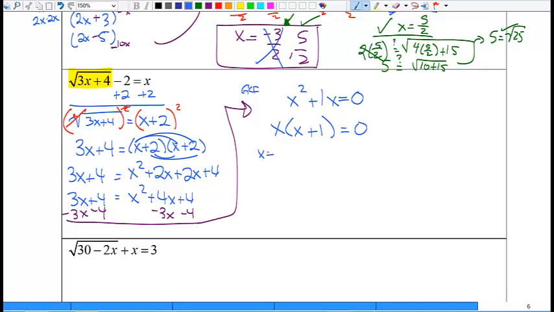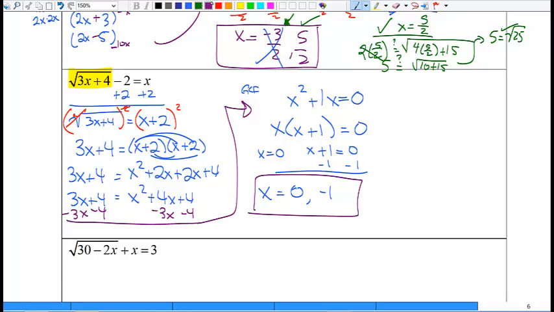So I set each factor with an x in it equal to 0. And then I solve. I get x equals 0 and x equals negative 1. These are my two potential answers. Clearly I have to still check them. But those are what I think my answers might be.